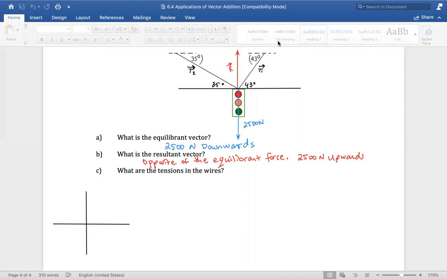So to draw in my vectors, I am going to be from the horizontal. So starting east, let's say from the horizontal, I can go up 43 degrees and draw in that wire. Now, to draw in the wire, since I don't have a force on this wire, I only have the resultant force, up and down, and the equilibrium force. And I don't have a force here. That's what I'm trying to figure out, the tension, which would be the force on the wires.